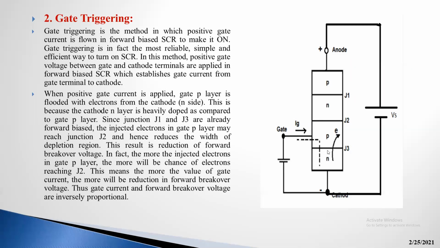Okay, here what will happen? Here the gate injects some electrons into the inner p layer. This electron may reach the junction J2.